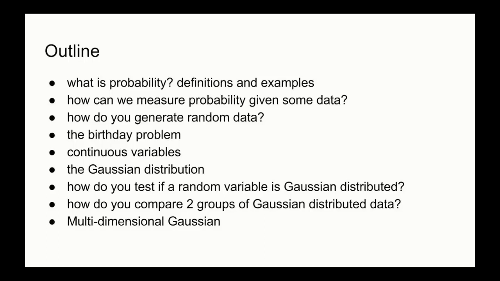In the lecture after that, we'll talk about a special continuous variable distribution called the Gaussian distribution or the normal distribution. In the next lecture, we'll talk about if you have some data that is continuous, how do you test if it is Gaussian distributed? In the lecture after that, we'll talk about if you have two different Gaussian distributed groups of data, how can you compare the two? And then in the last lecture, we'll extend the idea of the Gaussian to a multidimensional Gaussian.